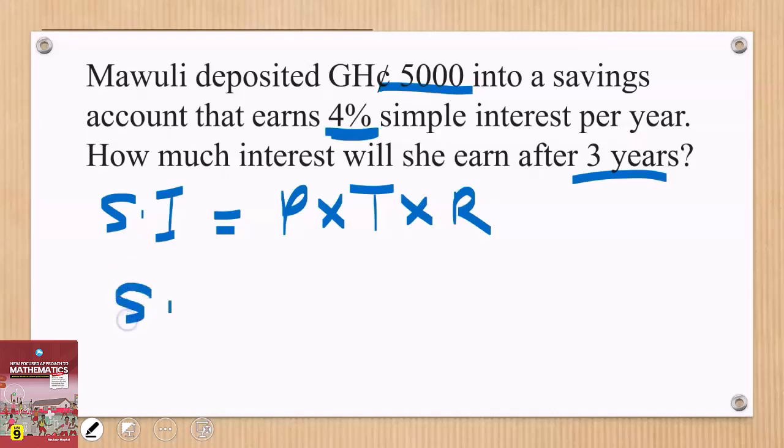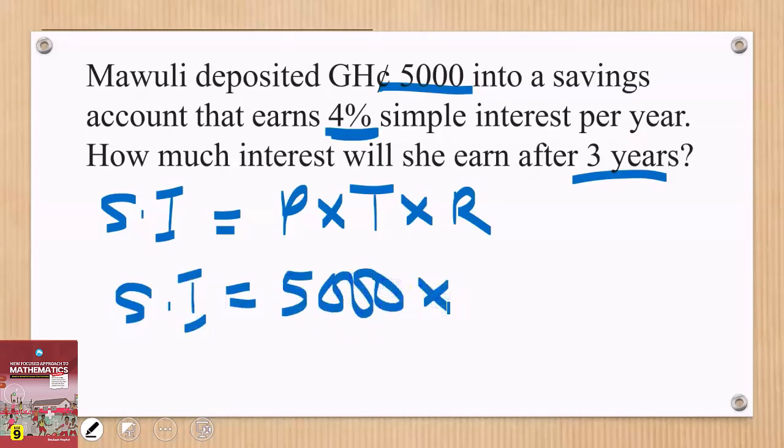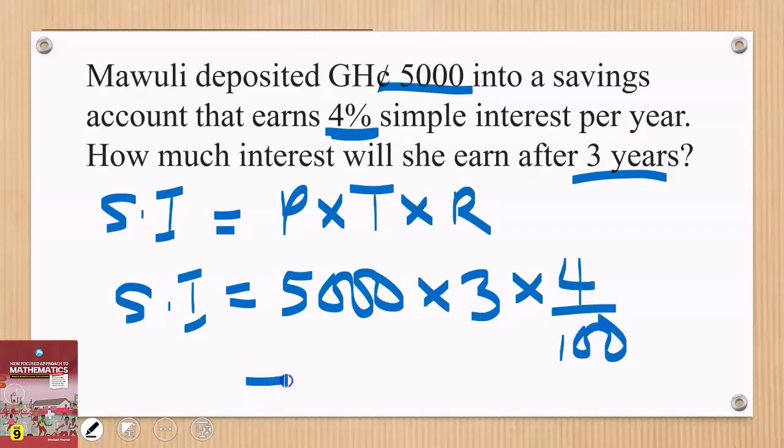So if you want to know the simple interest, the principal that you deposited was 5,000. The time you want to keep your money up to is 3 years, and the rate they are giving you is 4%, which is 4/100. Now you simplify this, and that gives you the answer. Of course, you can cancel these zeros and cancel those zeros as well. Now you'll be left with 3 times 4 times 50.